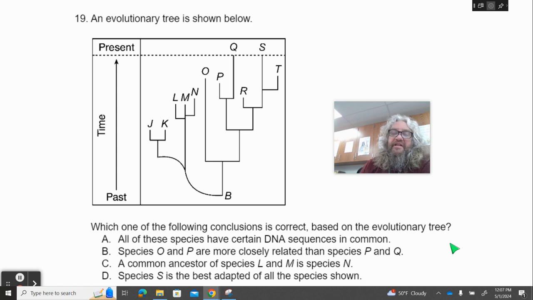An evolutionary tree, number 19. An evolutionary tree is shown below. Which one of the following conclusions is correct based on this evolutionary tree? A, all of these species have certain DNA sequences in common. B, species O and P are more closely related than species P and Q. C, a common ancestor of species L and M is the species N. D, species S is the best adapted of all the species shown.